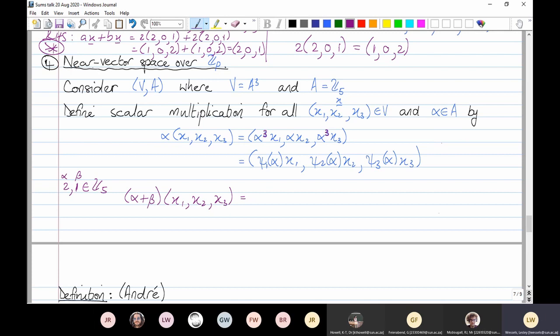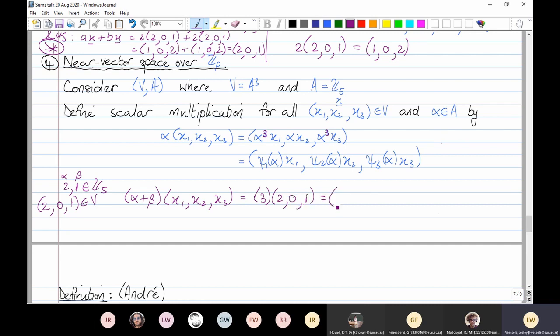So this is going to give me, in terms of 2 plus 3, 2 plus 1. So multiplying by 3, let's say we take 2, 0, and 1 in V. So I have 2, 0, and 1.